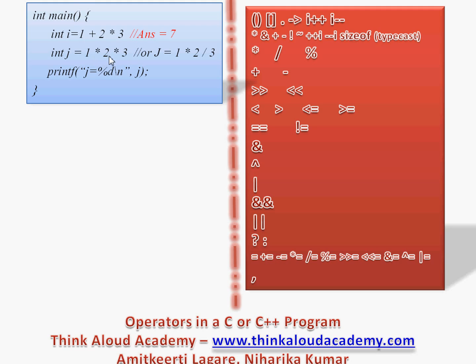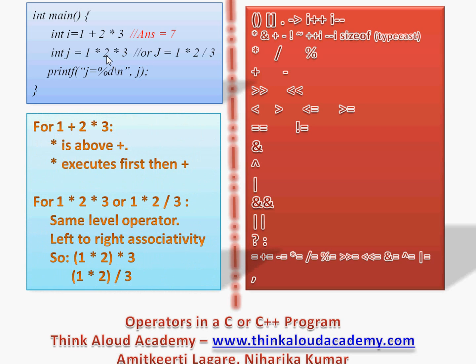In this case, that is 1 star 2 star 3 or 1 star 2 slash 3. There are two stars here, and here there is a star and a slash. So star and slash are on the same level. Once you have multiple operators from the same level, you will evaluate them left to right. So 1 star 2 gets evaluated first and then 3. So we see here that when we have 1 plus 2 star 3, since star is above plus, star gets executed first, and if both operators are at the same level, we will go from left to right.